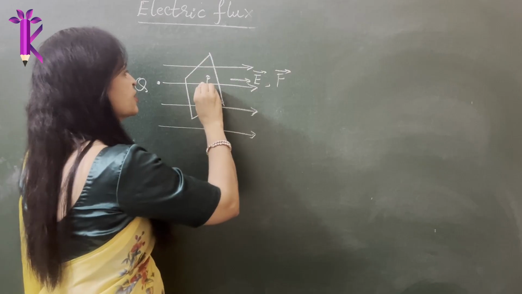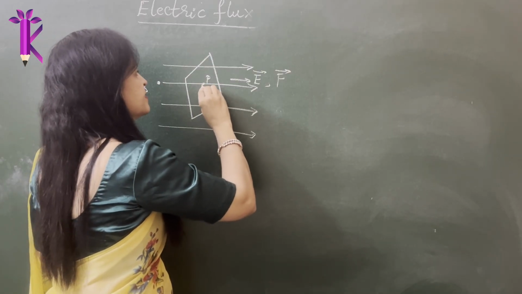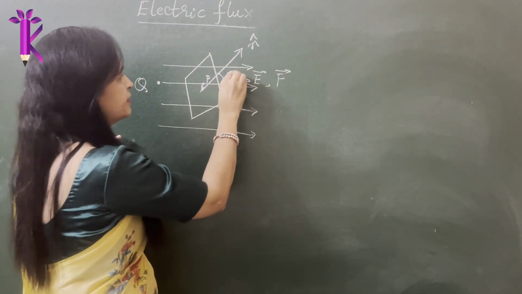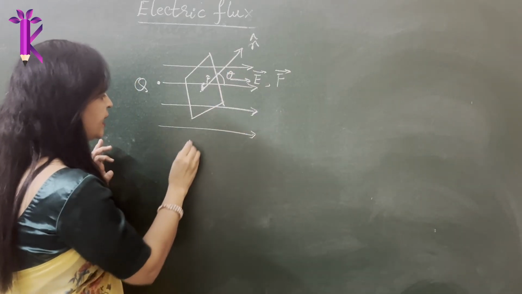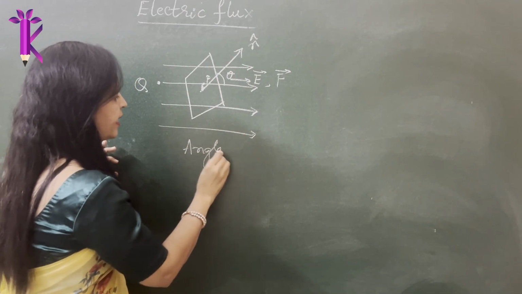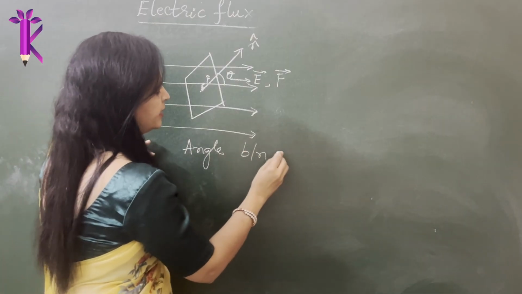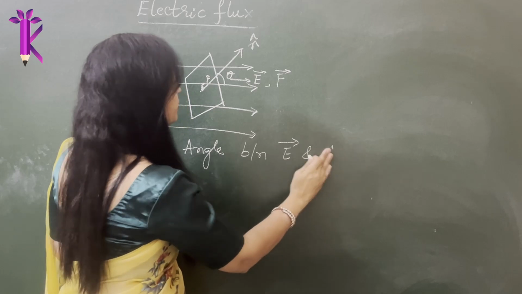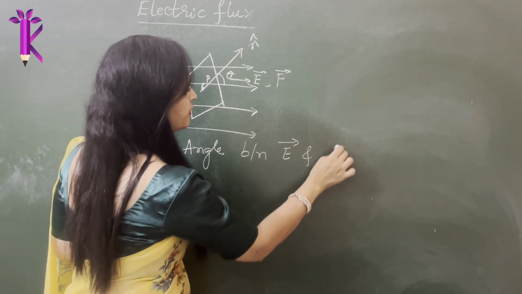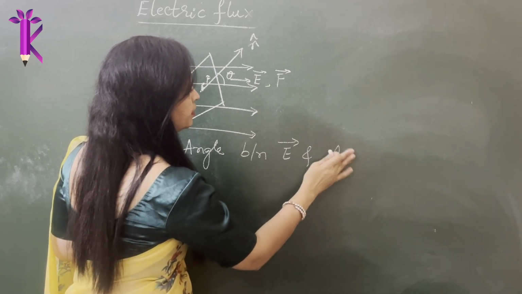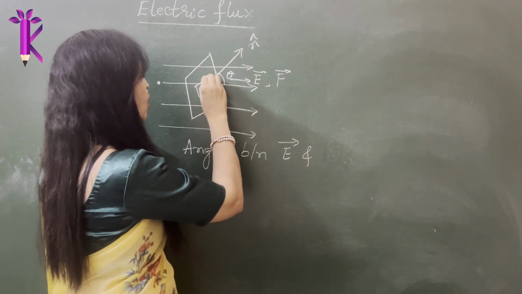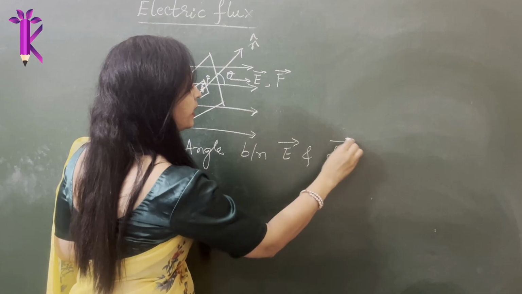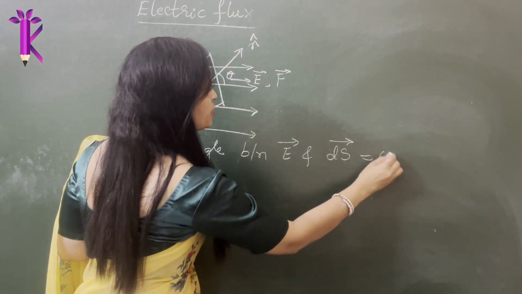So this is the direction of the surface, and this is the direction of the normal. So it makes an angle theta with the electric field. So what is the angle between the electric field and the area vector, or the surface area vector? It's a small surface area. You take a small surface area in this. So what is the angle? The angle between the area vector and the field is equal to theta.